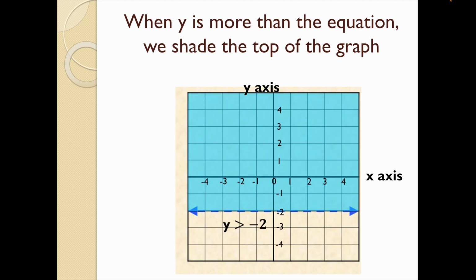When y is more than the equation, we shade the top of the graph. If you look at this graph here, the line for y = -2 is right here. So in that case, what we have to do is shade above it. That's why in this case, we say y is more than -2, and we shade above here. All right, so take this down, and then we'll get into some other stuff.